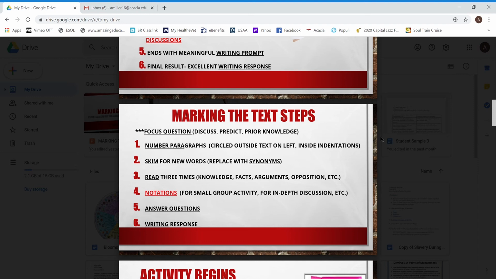You read 3 times. The first time is for a universal knowledge. The second time is for the facts that are provided by the author to support or answer the essential or focus question. The third time is from their positions, opposition, arguments, however you decide to use that third reading for their collaboration. Next is the notations. Students are in their small group activity and now they've done their notations and they have their in-depth discussions. Next is answering questions.